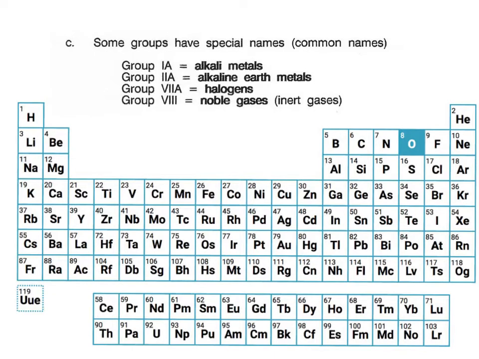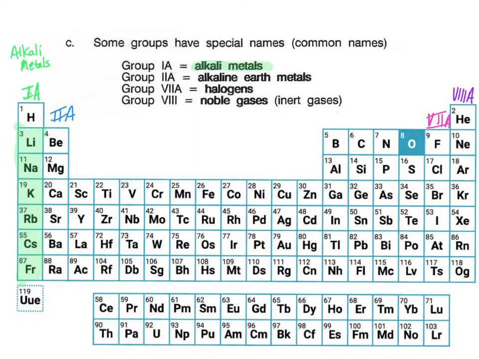Within the A group, there are 4 groups that have special names. The first two, group 1A and 2A, and the last 2 groups, groups 7A and 8A, all have very common names. These common names are so common that I expect you to know them. So we're going to start with group 1A. Group 1A is commonly known as the alkali metals.